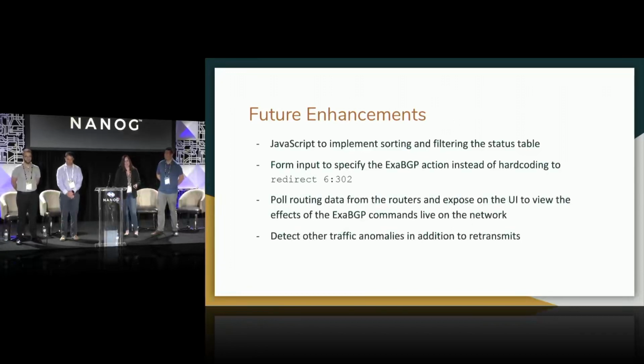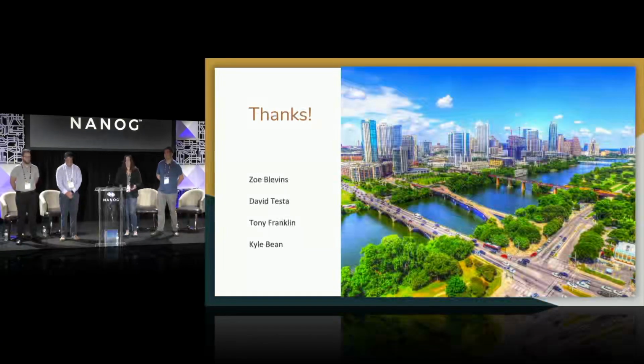Obviously, we would want the ability to customize what our ExaBGP actions are, so you could have more advanced forms than just clicking a button. We could get confirmation that those commands actually resulted in router changes by setting up either polling via CLI, or via gNMI if it's available. That kind of functionality could exist to just show the success of the commands. And obviously, it would be good to detect traffic anomalies other than retransmits. So that's our project. Thank you.